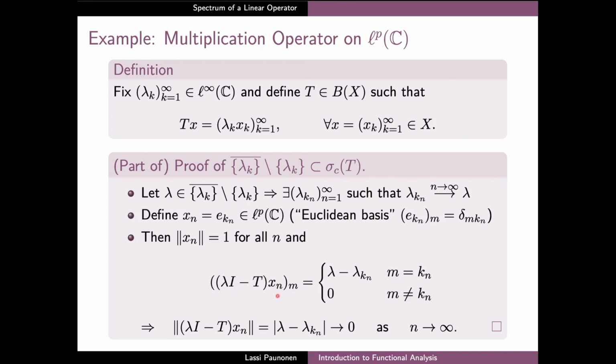And because lambda kn converge to lambda as n goes to infinity, the norm of lambda I minus T xn goes to 0 as n goes to infinity. And this concludes that the sequence of xn's is indeed an approximate eigenvector of T, and our previous results imply that lambda is in the continuous spectrum of T.